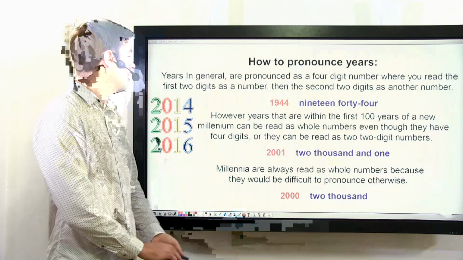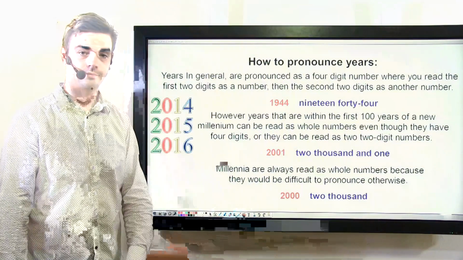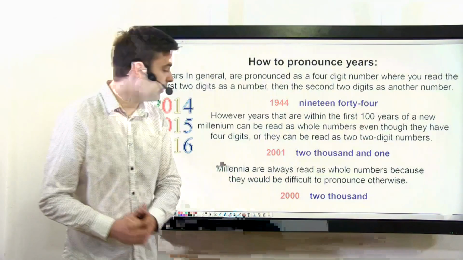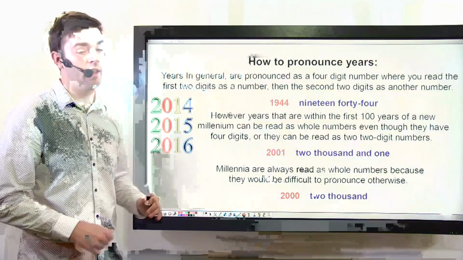How do you pronounce years? For example, 1944. Two-digit numbers. For example, 2001. Because they would be difficult to pronounce otherwise.